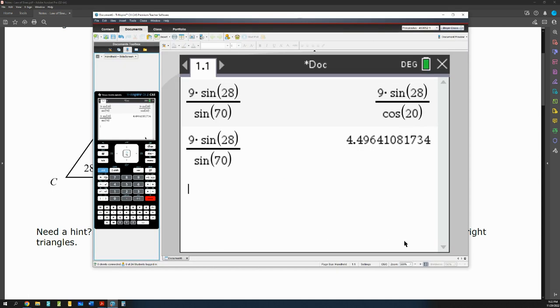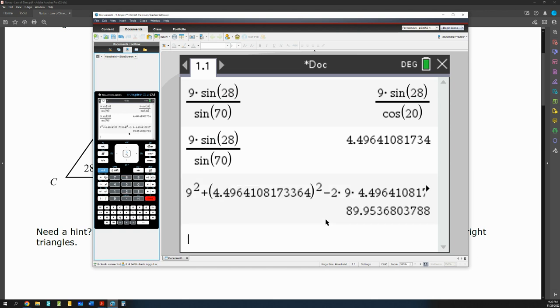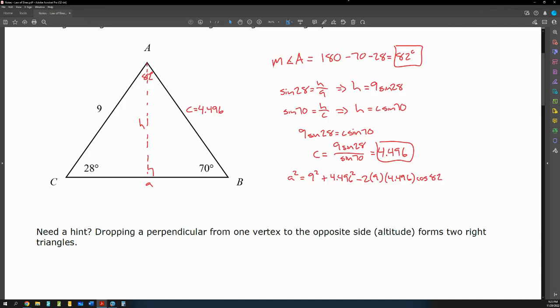We get 9 squared, and then plus. I'm going to use the previous answer, so I'm going to hit Control and negative, and that's going to give us answer squared. Then we have minus 2 times 9 times answer, so that's our 4.496, and then cosine of 82. Let's see what we get. We get a decimal approximation of about 89.954. So a squared is equal to 89.954.